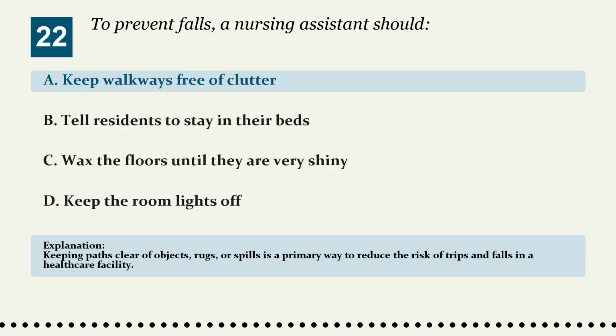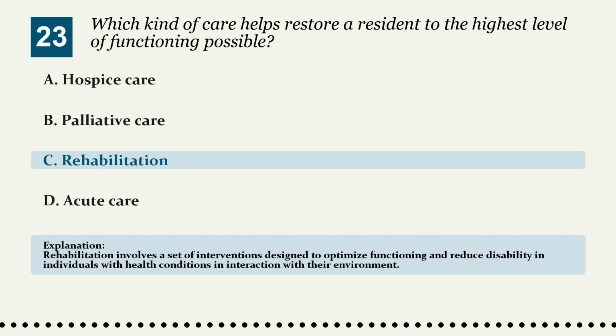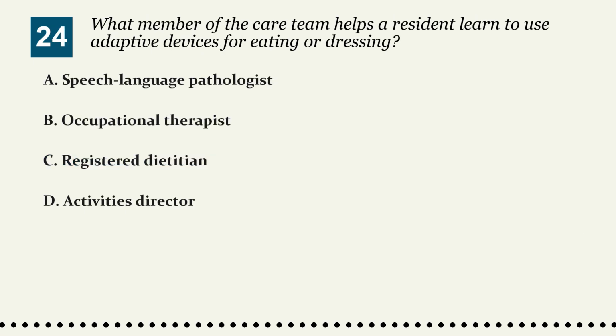Question 23. Which kind of care helps restore a resident to the highest level of functioning possible? Option A, hospice care. Option B, palliative care. Option C, rehabilitation. Option D, acute care. The correct answer is option C, rehabilitation. Rehabilitation involves a set of interventions designed to optimize functioning and reduce disability in individuals with health conditions in interaction with their environment.